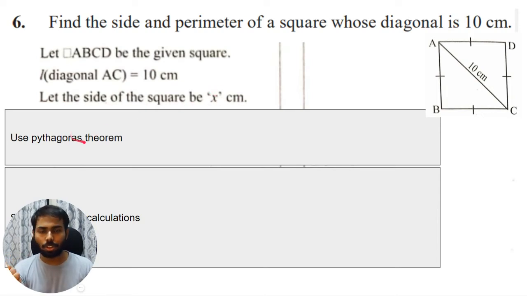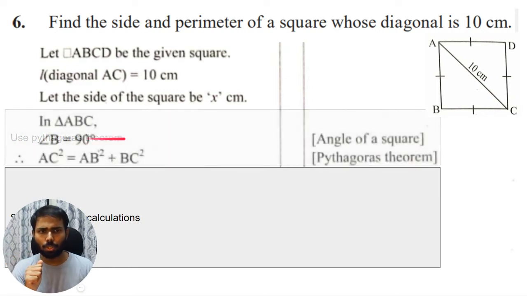Now we are going to use Pythagoras theorem. What did I tell you while using Pythagoras theorem? Always mention which triangle you are taking and which angle is 90 degree, right? So which triangle we are taking? We are taking the left hand side triangle. Okay, so in triangle ABC, which is here, left hand side triangle, angle B is 90 degree. So कौन सा angle 90 degree ये बता दिया.